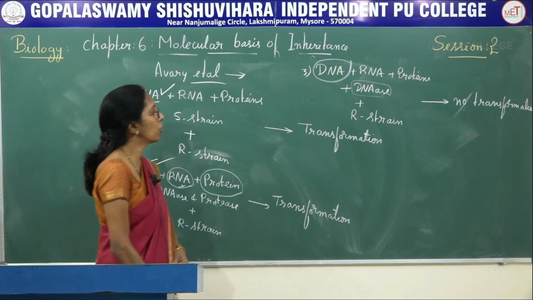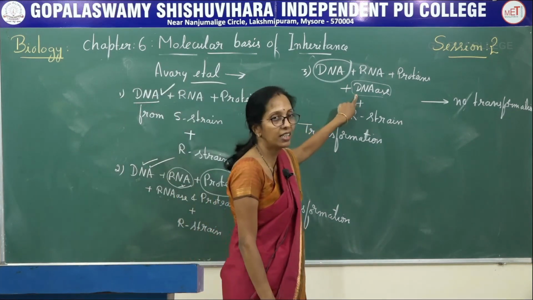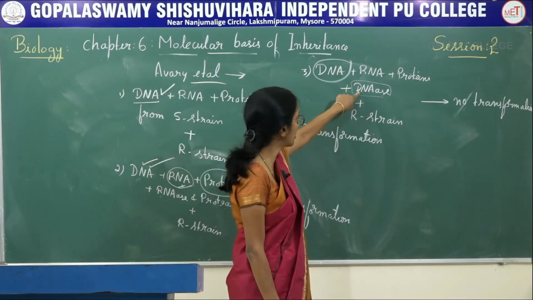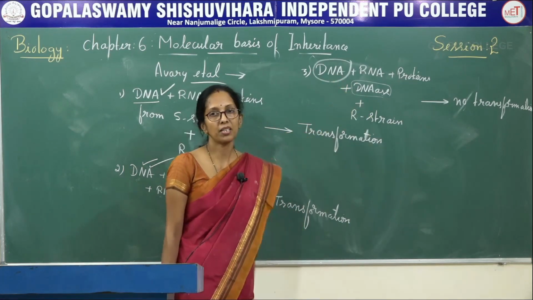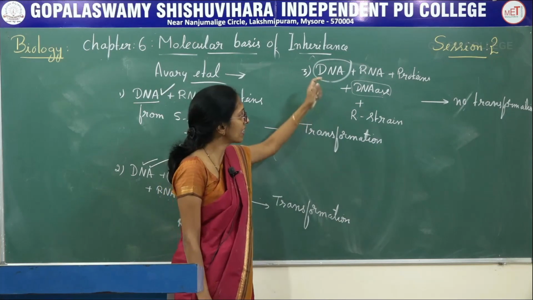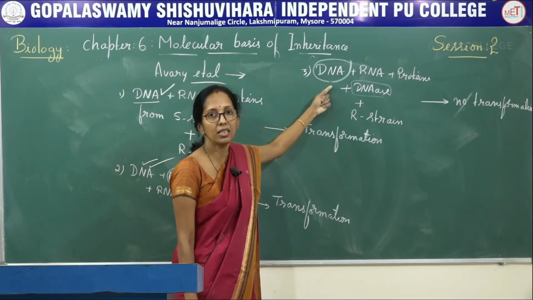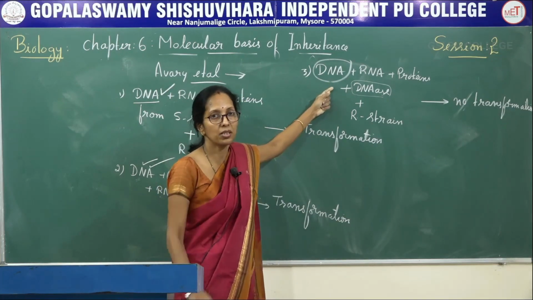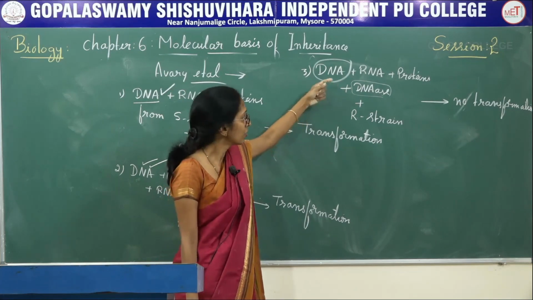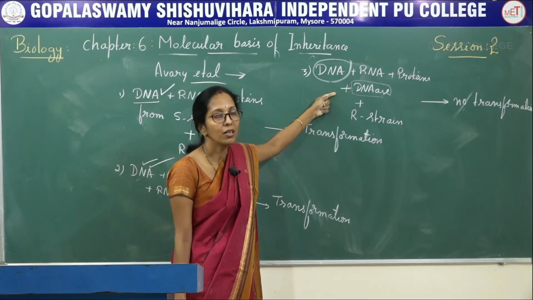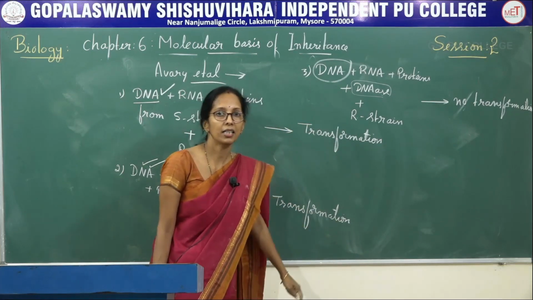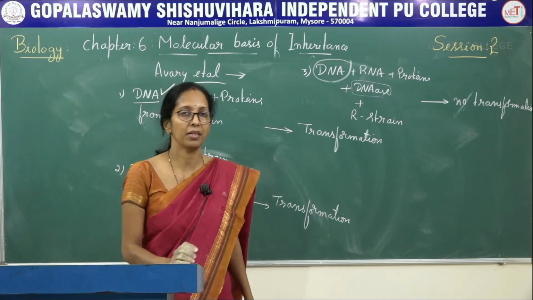In the last group, he added DNase enzyme so that it destroys the DNA. So there is no transformation. That indicates that in the absence of genetic material, there is no transformation at all, which proves that DNA acts as a genetic material.